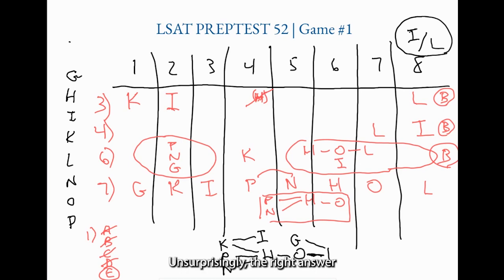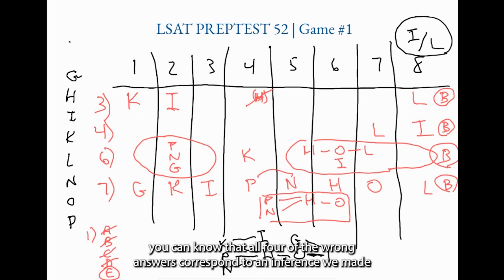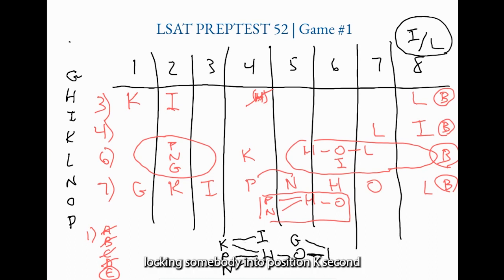Unsurprisingly, the right answer, B, trades on that very fact. N could be 4th, as B suggests, but that could be false because N could be 5th. If you look at the wrong answers here, you can note that all 4 of the wrong answers correspond to an inference we made locking somebody into position. K 2nd, H 6th, O 7th, and L 8th.